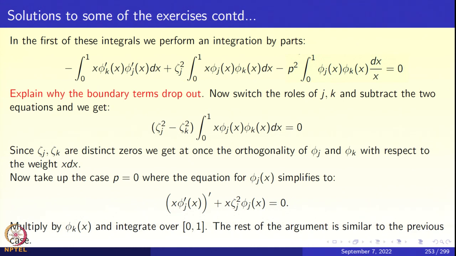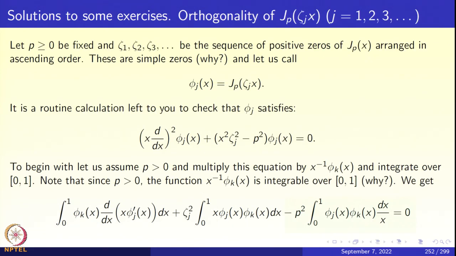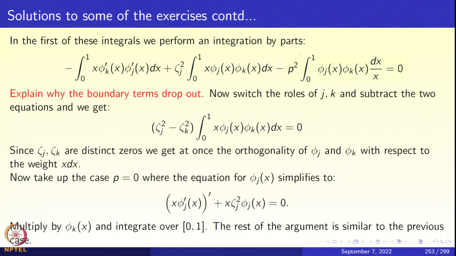For p positive. What about the case when p is 0? When p is 0, the situation is much easier because the third term in the differential equation is not there and one factor of x drops out of the differential equation, which simplifies to (x phi j prime) prime plus x zeta j squared phi j(x) equals 0. Now the same technique will work again. You again multiply by phi k(x) and integrate by parts over 0, 1, and the rest of the argument is completely similar to the previous argument. Since this part is easier than the previous one, I can safely leave it to you as an exercise.